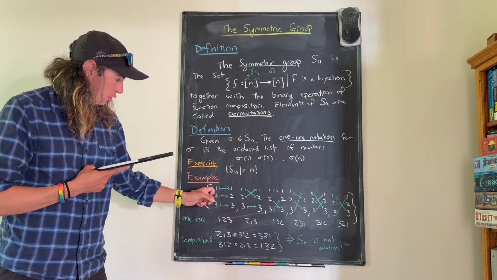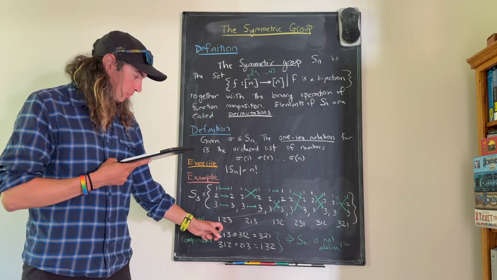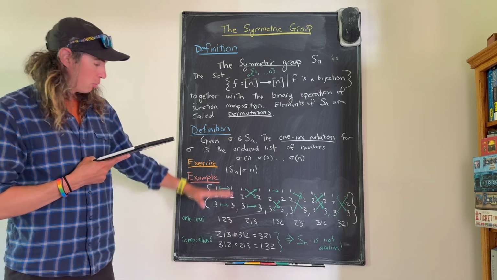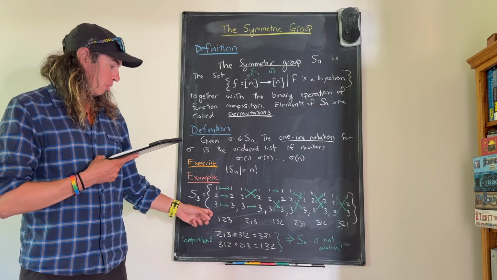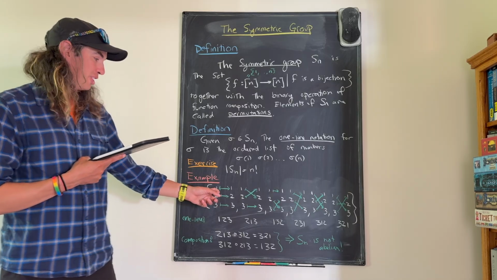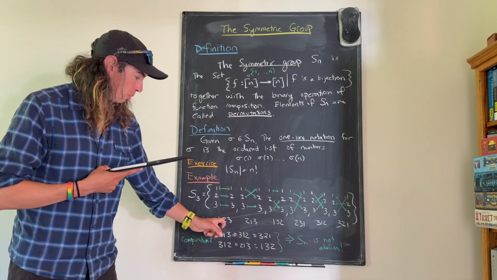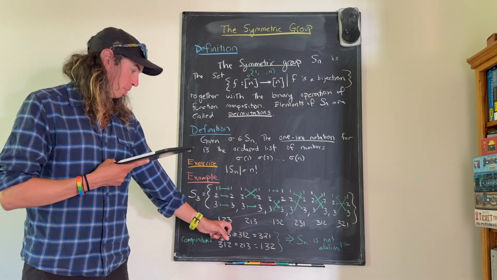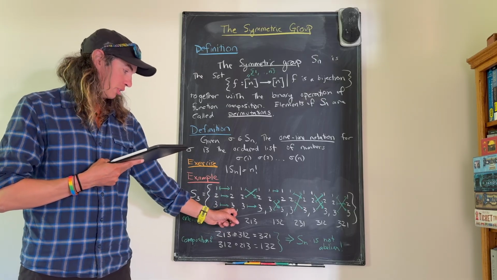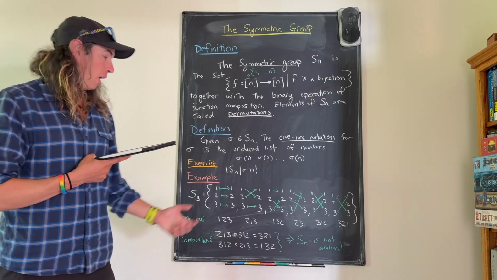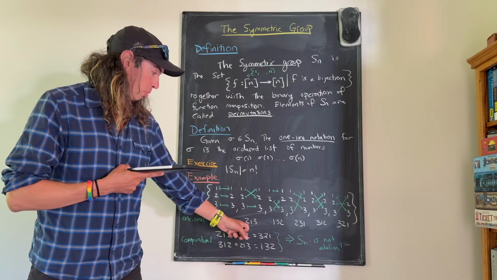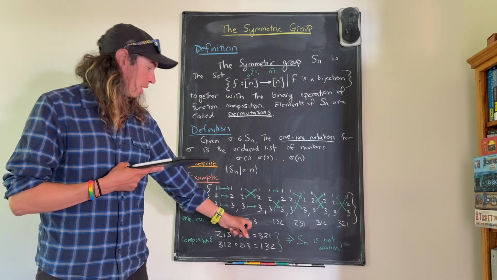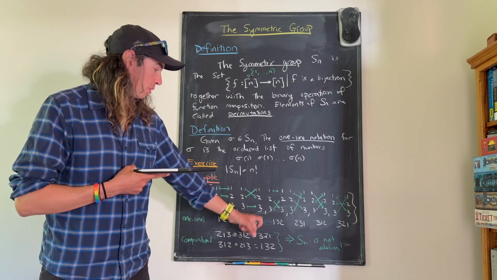The one-line notation for this permutation is 1, 2, 3, because for one-line notation I just look at where the permutation sends 1. It sends 1 to 1, and so I put 1 first. Where does it send 2? I put 2 second. Where does it send 3? It sends 3 to 3, I put that third. Whereas here, 1 gets sent to 2, so I put that first, and then 2 gets sent to 1, and I put that second, and then 3 gets sent to 3, and I put that third.